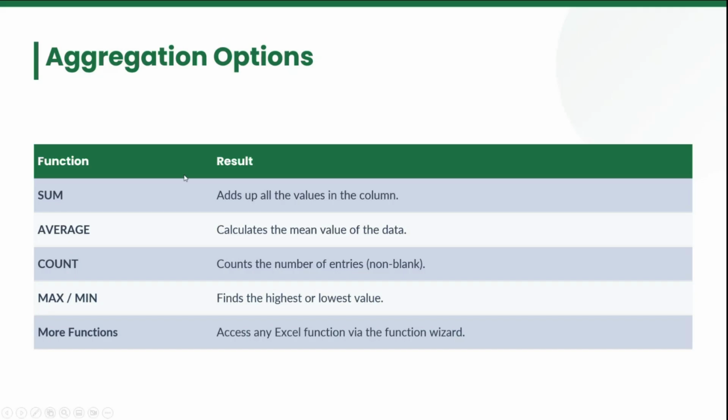Either you're getting a sum, so you add up all the values in the column, or you do an average, calculating the mean value of the data, or you can count, which counts the number of entries which are not blank. You can do a max or a min, finding the highest or lowest value. For example, at a university, if you wanted to know the highest mark and the lowest mark, you can use max and min to get the maximum mark and the minimum mark.